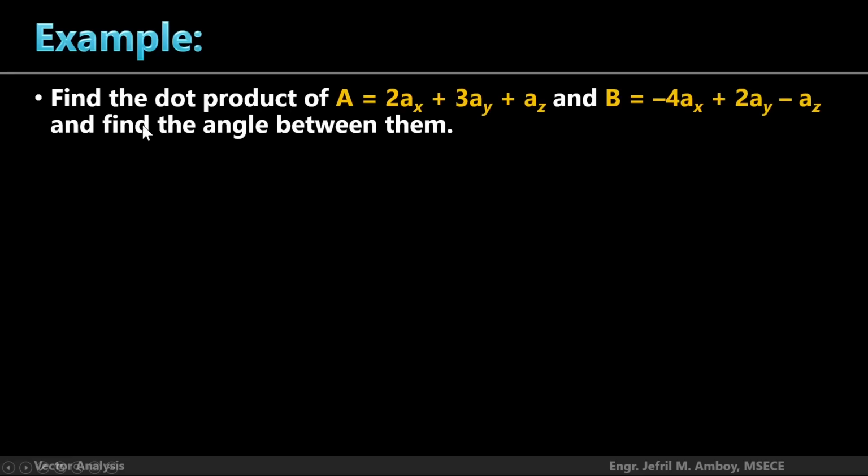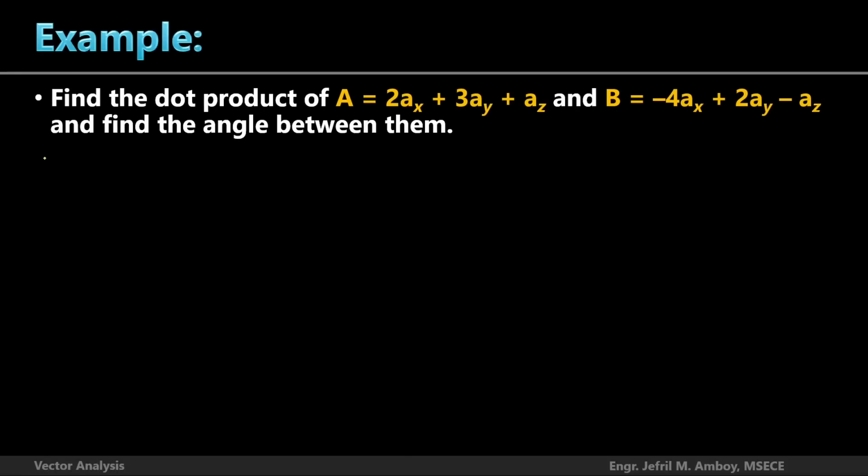This time, find the dot product of A and B. So here, vectors A and B are both 3-dimensional vectors. Vector A is given as 2ax plus 3ay plus az, while vector B is negative 4ax plus 2ay minus az. And after we get the dot product, we find the angle between them.